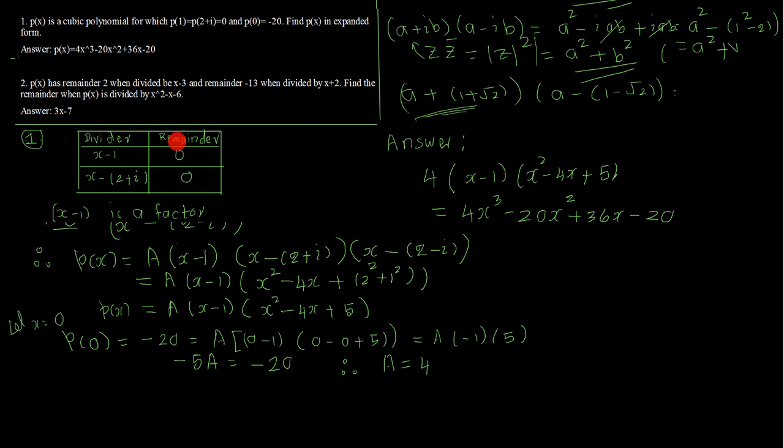So I make this chart, divider, remainder. The divider is x minus 1. When you divide, p of 1, that means x minus 1, the remainder is 0. For x minus (2 plus i), the remainder is 0. So x minus 1 is a factor, and x minus (2 plus i) is a factor, so does its conjugate.